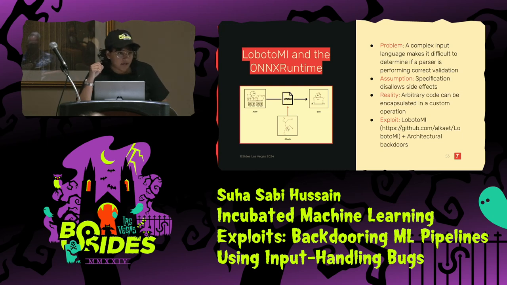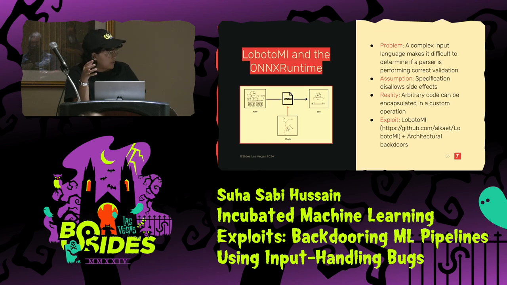Take ONNX. ONNX is a protobuf-based way to store ML models. Adeline Travers discovered a neat hack for ONNX that he packaged into a tool called Globotomy. ML runtimes and frameworks often let you add custom operators to a model on the fly, and the language used for ONNX runtime custom ops is complex.